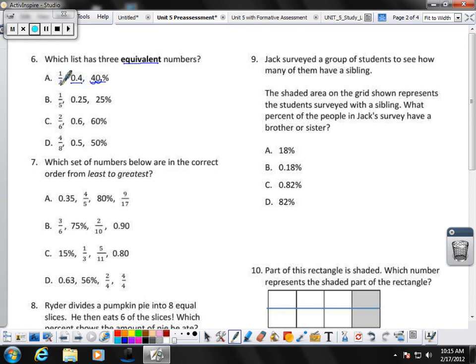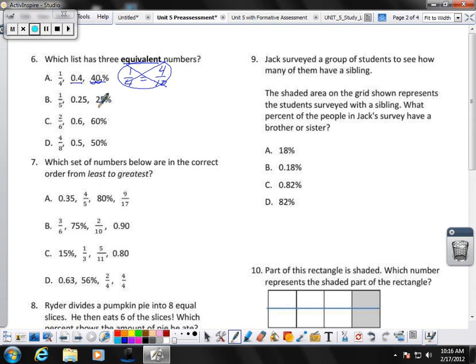The question is, is 1/4 equal to 4/10? And right now, that is not an answer. There is nothing I can do to multiply my 4 by to get 10. So I know that one's out. Let's look at letter B.